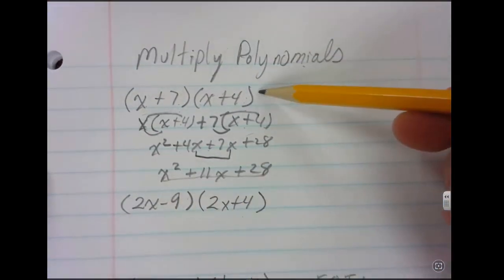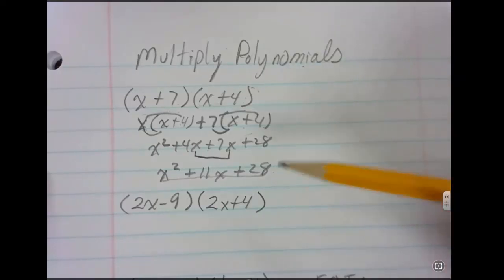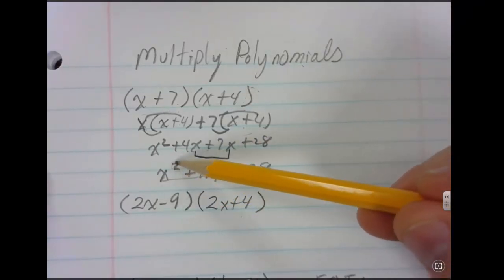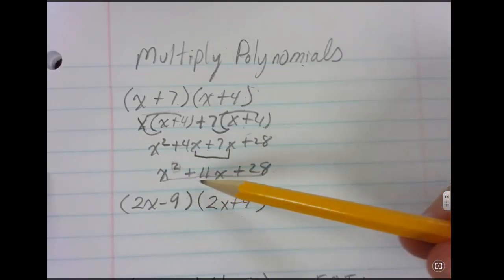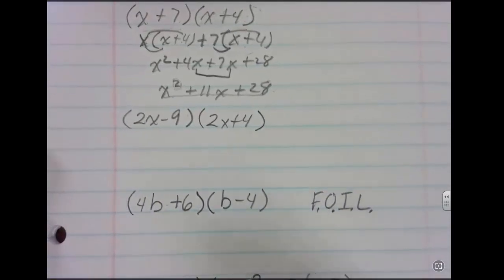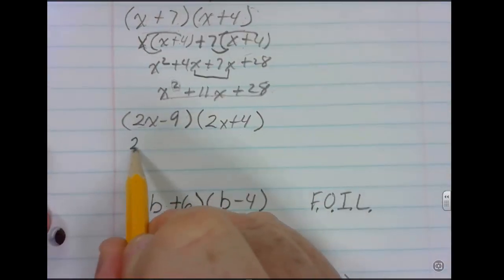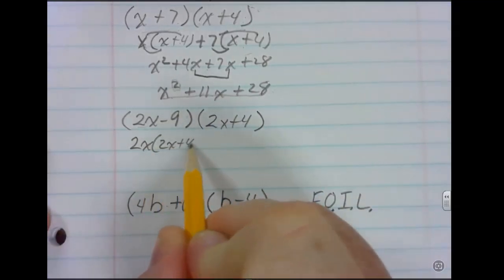And most of the time when we multiply a binomial with another binomial, we end up with a quadratic trinomial. And this is quadratic because the highest degree of any of its terms is degree of 2. Trinomial because it has 3 terms. We'll go ahead and try the next one. Let's take the 2x out and bring the 2x plus 4 down.